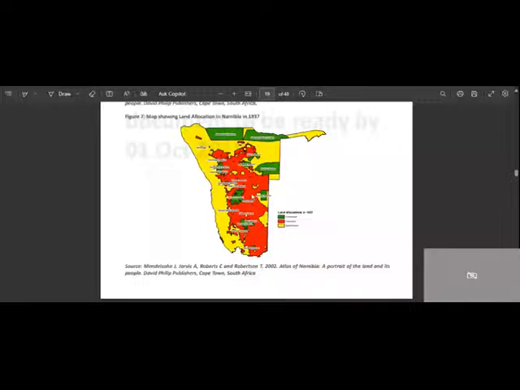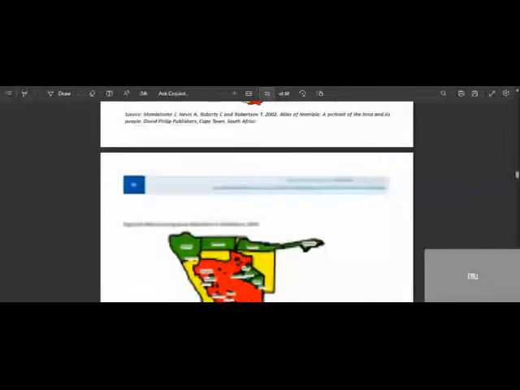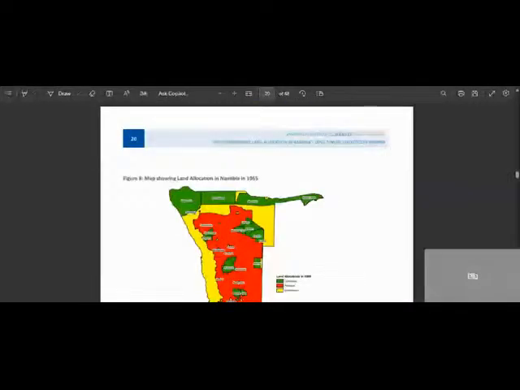Now here you see the Namib Desert. The government part is the yellow part, and the communal land, and there's also farmland. What we need is to get the farmland back. The rest, even though it's there, is not enough for the people that live there.